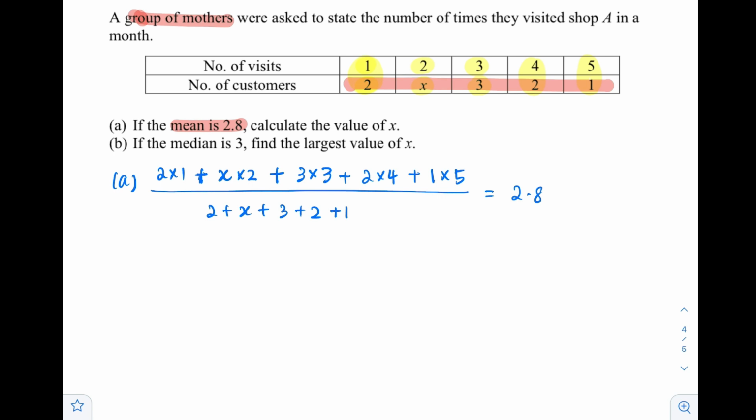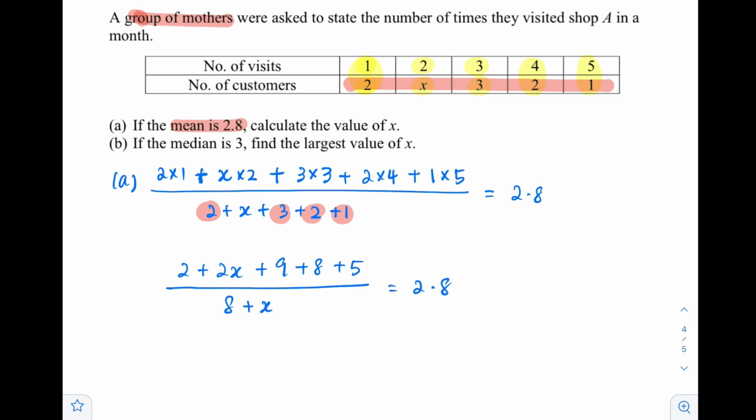Now, let's try to simplify this. 2 times 1 is of course 2. 2 times x is 2x. 3 times 3 is 9. 2 times 4 is 8. 1 times 5 is 5. And then we divide by the total number of mothers. So what we can do is add up all the constants first. So 2 plus 3 plus 2 plus 1 would give us 8. Then we have a plus x over there, and this is equal to 2.8.